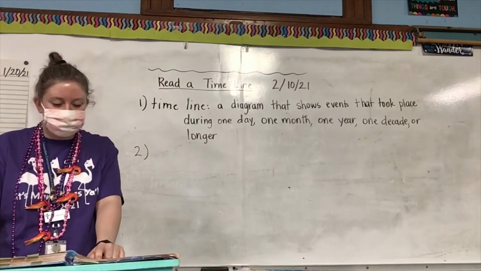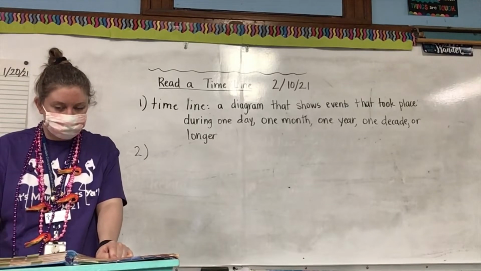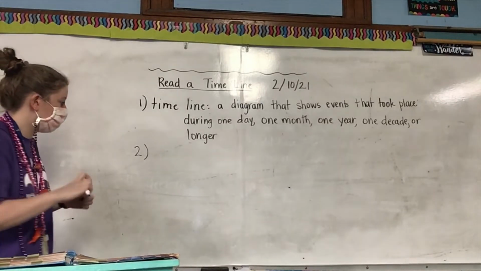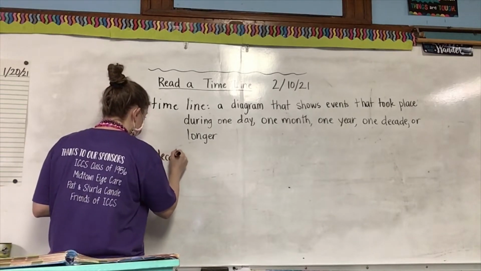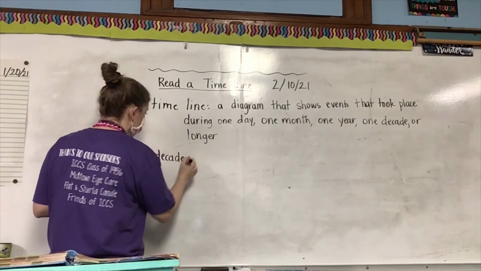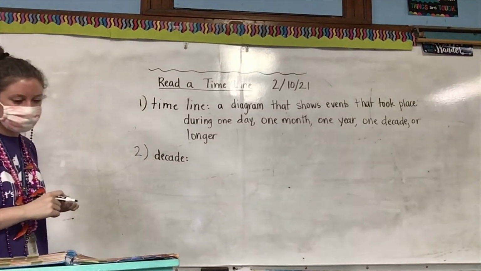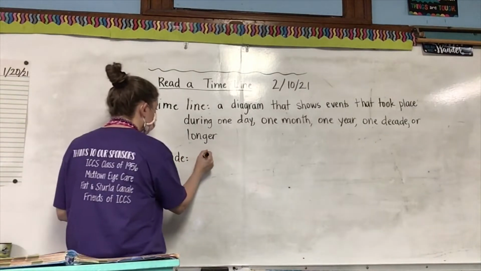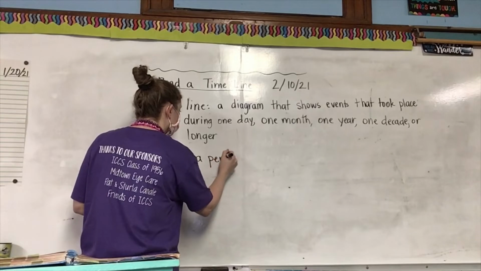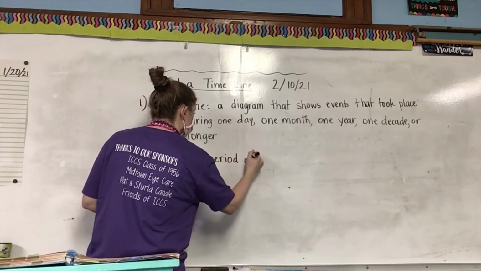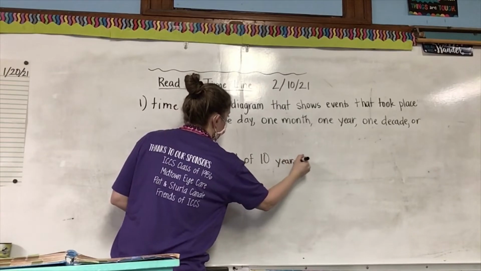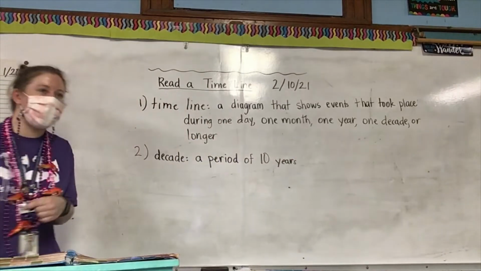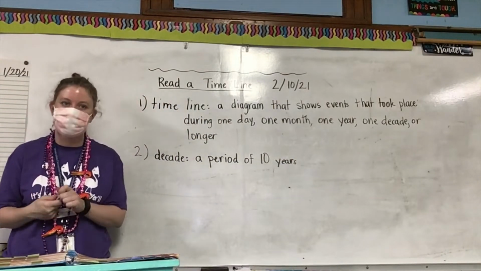A decade is a period of 10 years. What's our next word, Michaela? Decade. And what is a decade? A decade is a period of 10 years. So when you talk about the 90s, that's a decade.